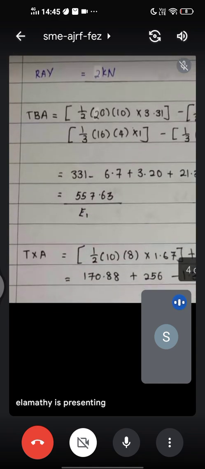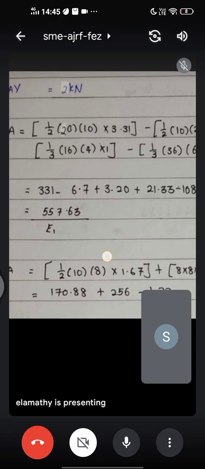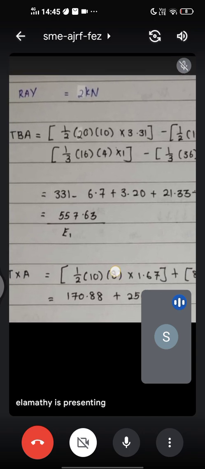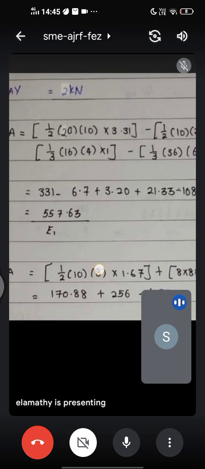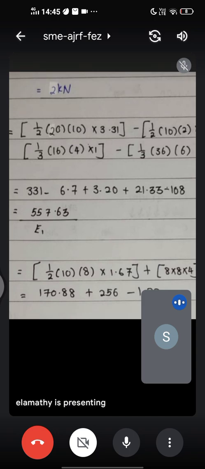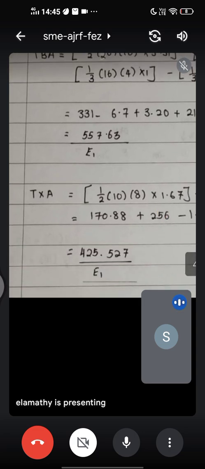So we'll see about TBA. We have to multiply the numbers with the two different brackets, and the equation must be minus. We have to multiply by 1 over 2, and the second equation will be 1 over 3. So the final answer will be 331 minus 6.7 plus 3.20 plus 21.33 minus 108. So we will get 557.63 over EI.